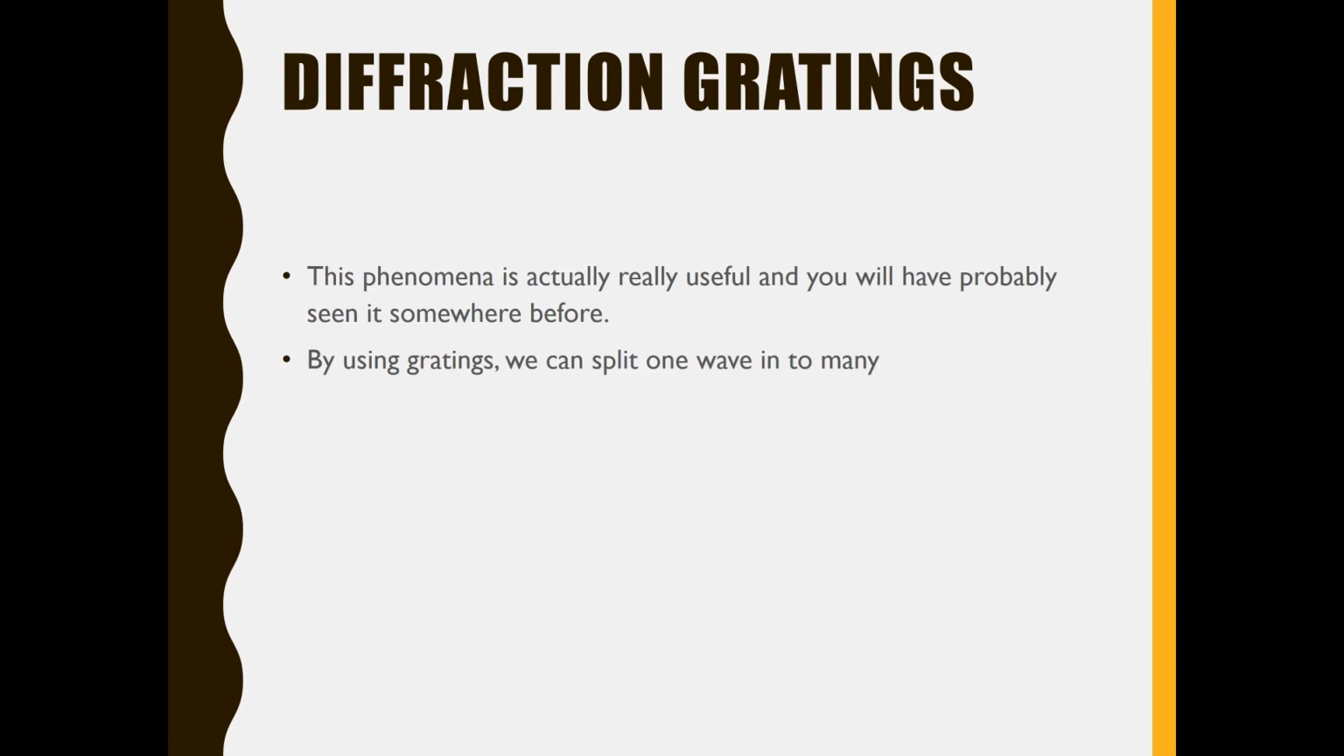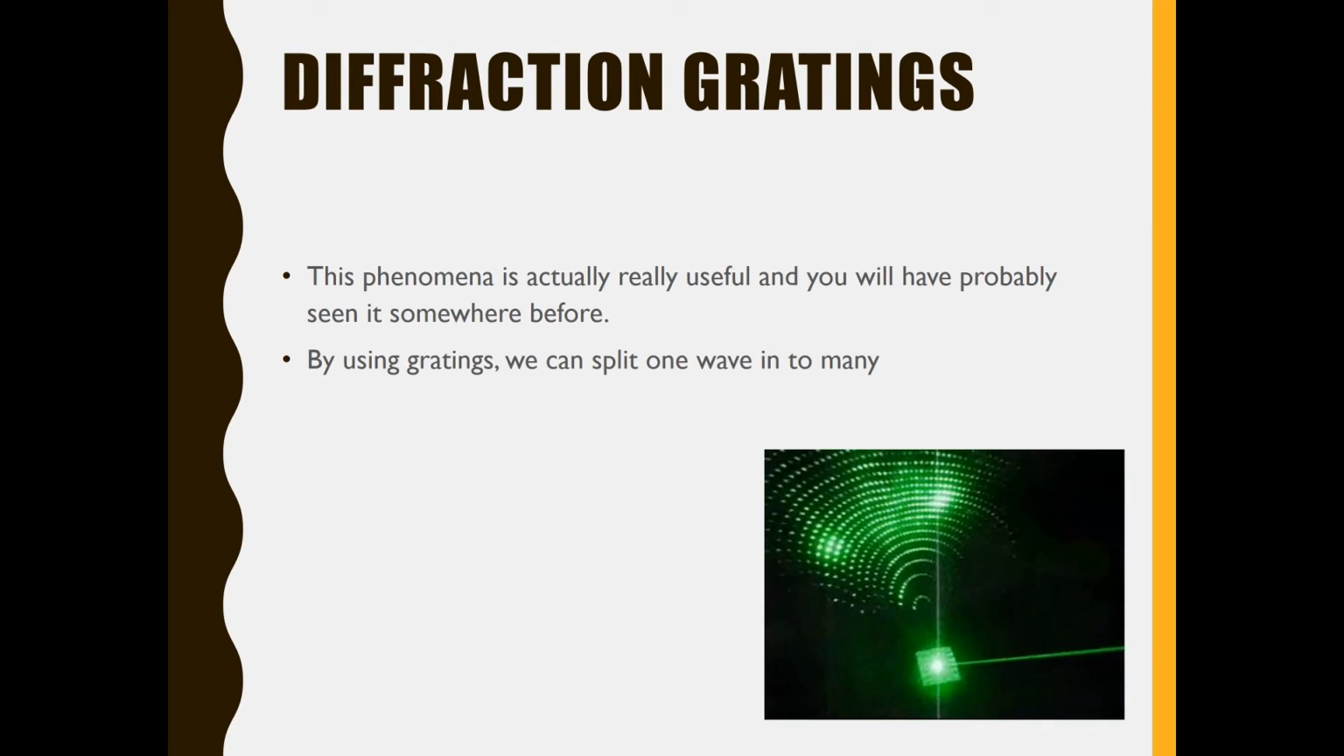Now, the phenomenon itself is actually useful, and you will probably have seen it. It's used in the entertainment industry quite commonly, and you can use gratings to split one wave into many waves. The idea of laser arrays that are often used at parties is that a single laser beam will pass through a diffraction grating, and that diffraction grating will split that one beam into many beams, creating a very interesting effect. Now what you're looking at is actually an interference pattern, and you'll be able to find where n equals 1. And those will be the laser points on the wall that are the most intense. And as you go out from there, you will see that the intensity decreases on those laser spots.